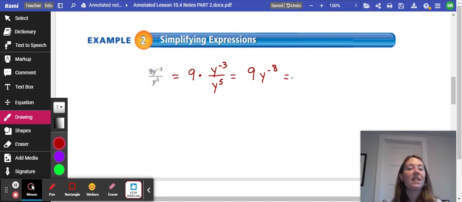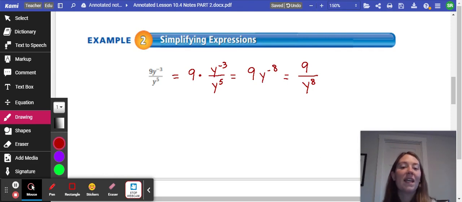Okay, and now this rule tells us to make that positive, we need to write it as the reciprocal. We need to flip it. So we keep this 9 on top, and we bring y to the 8th power into the denominator, okay? So we have essentially flipped y to the 8th power. It was over 1, now it's in the denominator. And we're still multiplying across by that 9. So that is the simplified expression.